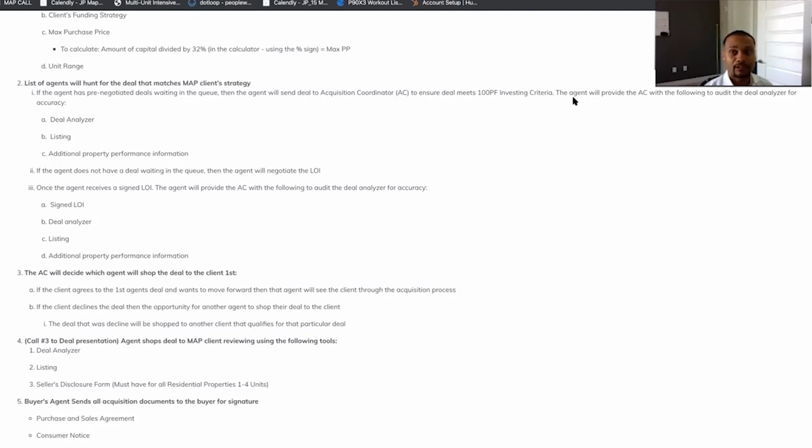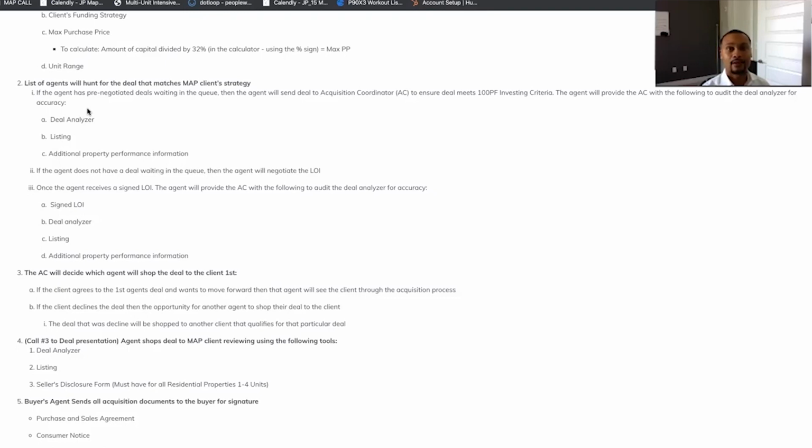When we say agent here, the buyer's agent will provide the acquisition coordinator with the following to audit the deal analyzer for accuracy. So this is what we do. As I shared, our acquisition coordinator, after the initial consultation with you, sends out your information about the deal and the purchase price you can obtain. The agents will hunt for a deal and send a potential deal to the acquisition coordinator. Before it gets to you, the acquisition coordinator, the AC, screens it and audits it, because they don't want to waste your time showing you a deal.